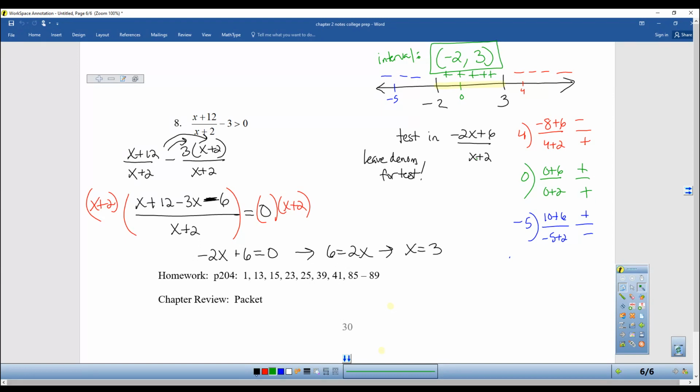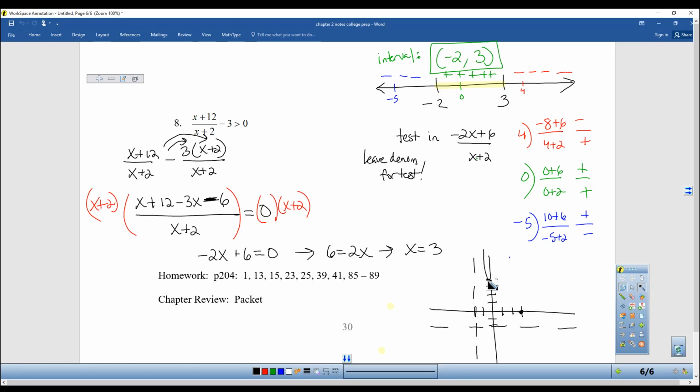One last time for my graphing people. How could you have done this? Well, this has a vertical asymptote at -2. It has a horizontal asymptote at -2 also. The y-intercept when x is 0 is 3, which is one point in there. And my x-intercept is where the numerator is equal to 0, which would be 3.